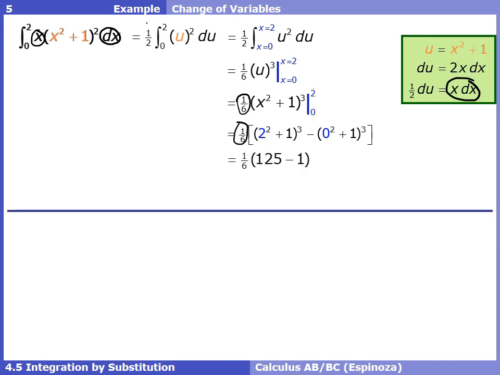When you plug in the 2, you'll get 125. When you plug in the 0, you'll get 1. 125 minus 1 is 124, times 1/6 will give you a reduced fraction of 62/3.